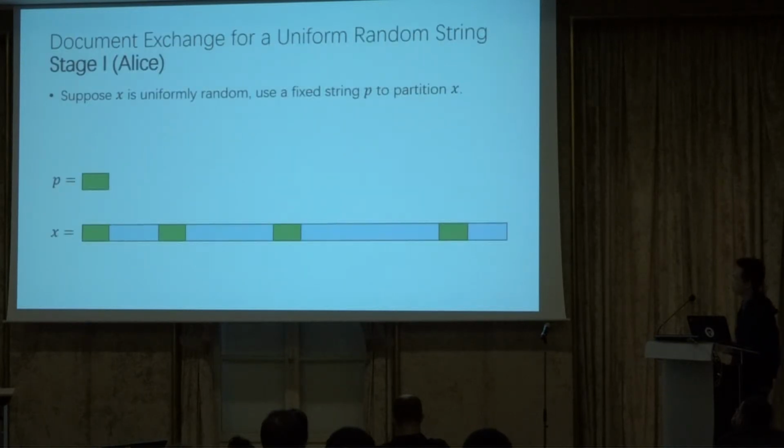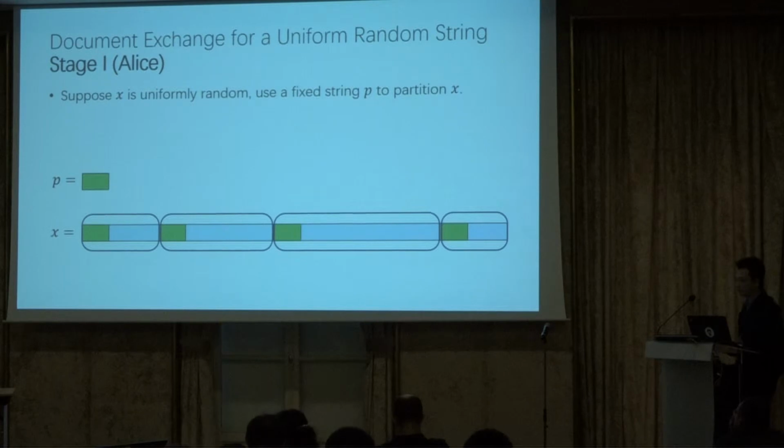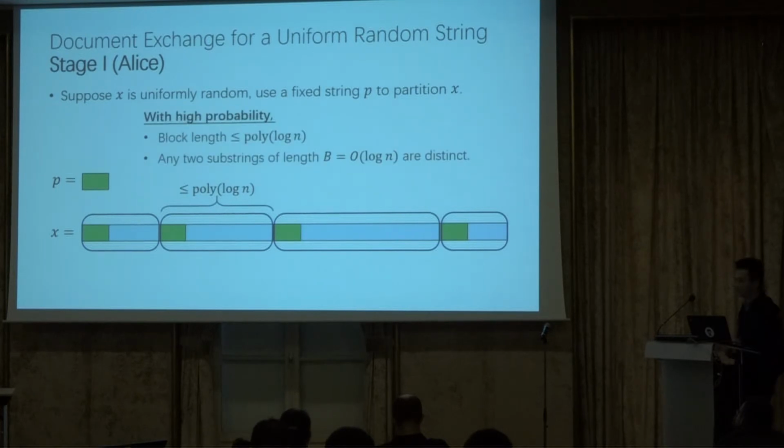Our observation is that we can construct a better document exchange protocol if we assume the input string is uniformly random. So the construction actually consists of 2 stages, and this is stage 1 on Alice's side. So we choose a fixed pattern P and try to find all the appearances of P in the string X. And we carefully choose some of the appearances of string P in X as the starting and the ending points. And we use these chosen matched substrings to partition the string X into smaller blocks. And we prove that with high probability, the size of each block is bounded by some polylog n, and any 2 substrings of length b, which is equal to big O log n, are distinct.